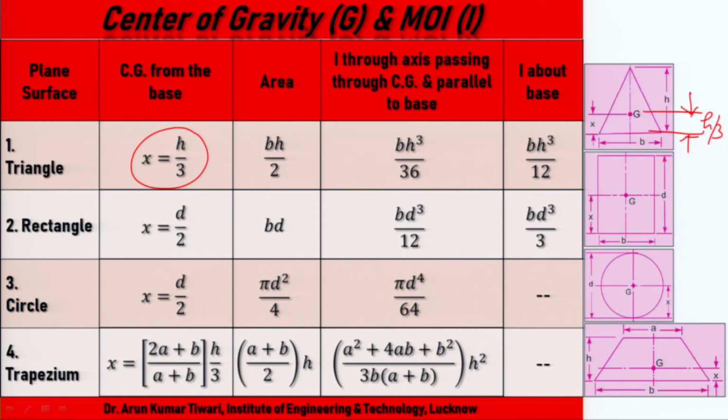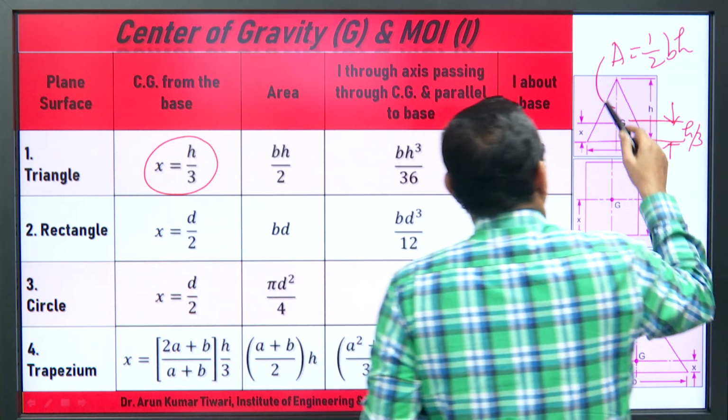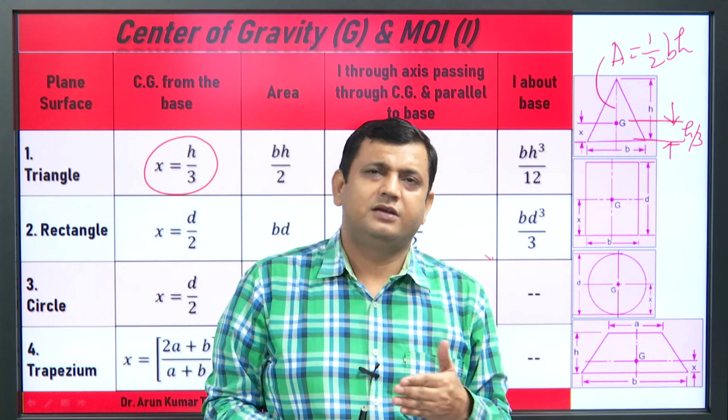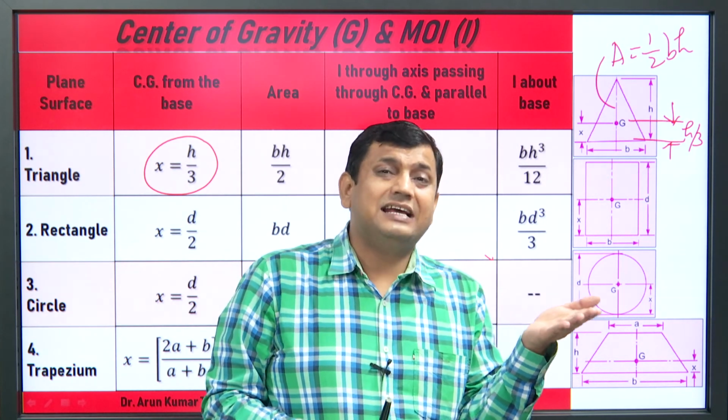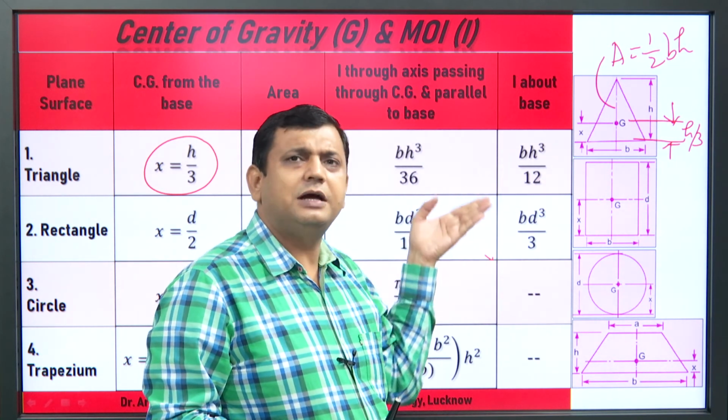What is the area? Half b into h. The moment of inertia about the base is b h cube by 12, and about the centroid it is b h cube by 36. We can calculate in all cases by the parallel axis theorem: from the base we know it, so we can calculate the others.